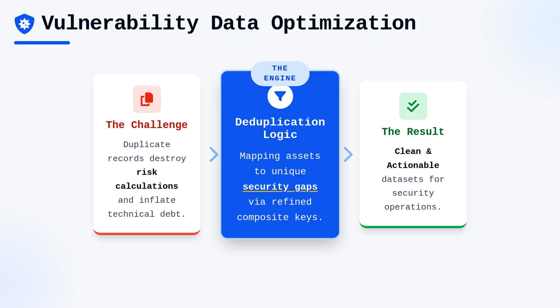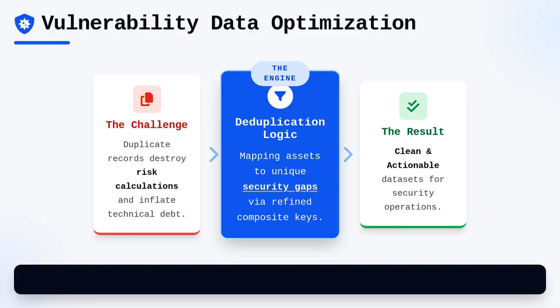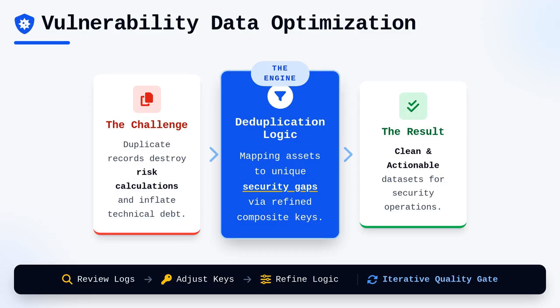This reduces technical debt in the form of administrative tasks required to merge closed or obsolete records. You should periodically review your reconciliation logs to surface any instances where potential duplicates escape the current filtering logic and adjust your composite keys accordingly. This iterative process acts as a quality gate, keeping your dataset clean and actionable for the security operations team.